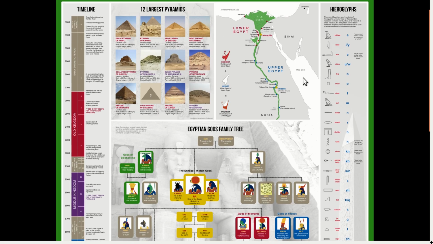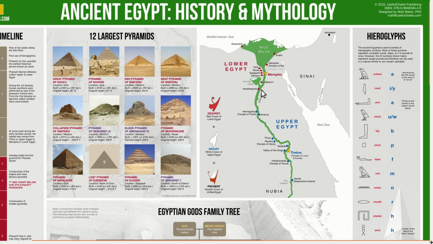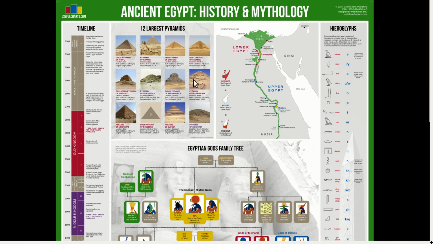So I also want to point out, let's look at the map here for a second, that there were really two different Egypts. There was Lower Egypt and Upper Egypt. Lower Egypt was centered on Memphis, which is near modern-day Cairo, whereas Upper Egypt was centered on Thebes, which is where you find modern-day Luxor. Now, the Old Kingdom was centered in Lower Egypt, and the Middle and New Kingdoms were centered in Upper Egypt.